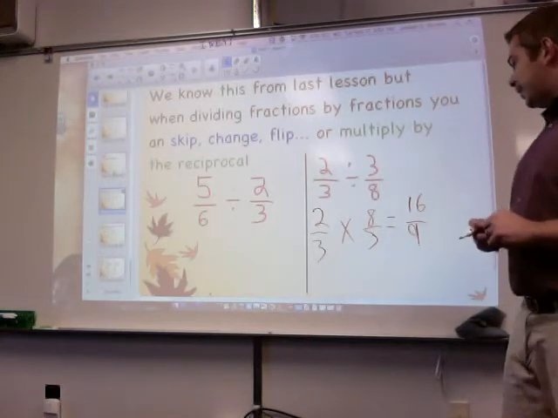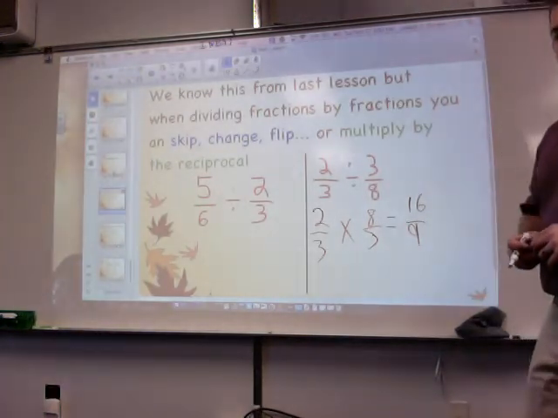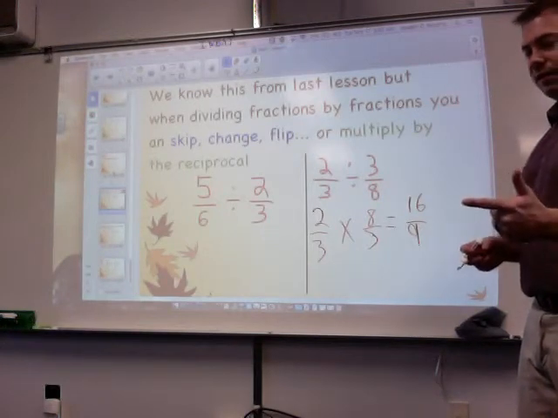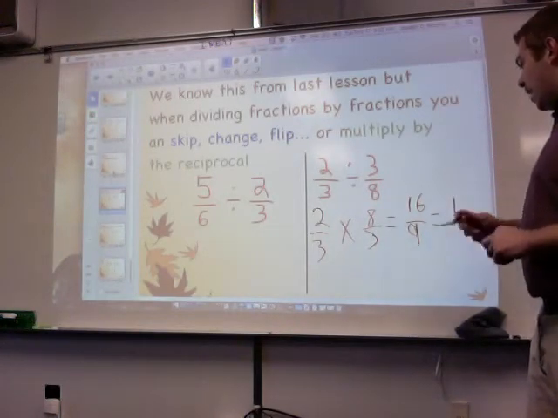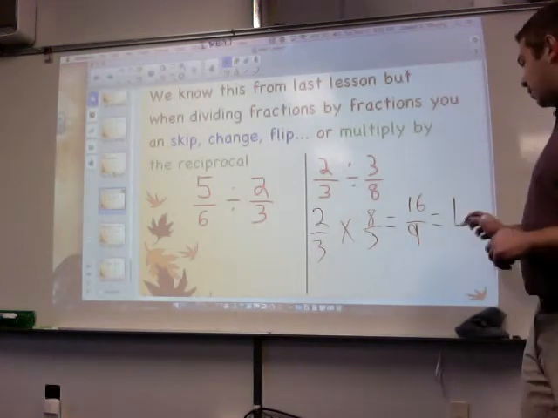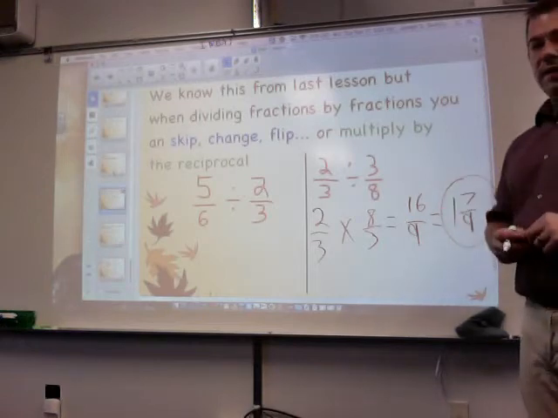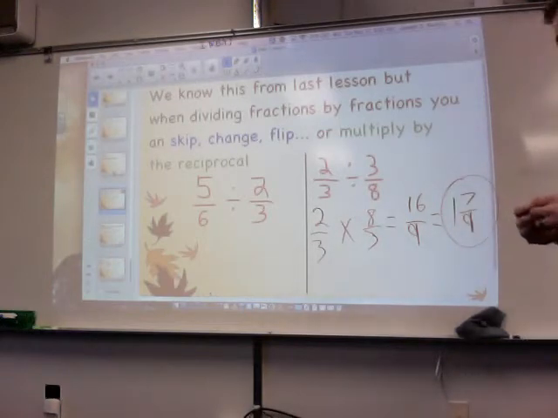So I have 16/9. And once again, I have an improper fraction. So how many times can 9 go into 16? 9, 18 is too far, so only once. And 9 is 7 away from 16, so I have 1 and 7/9. And that's my final answer because 7 and 9 do not have any common factors. All right.